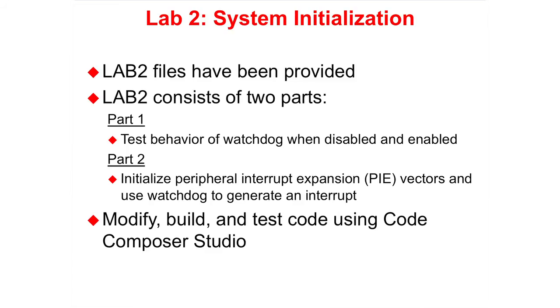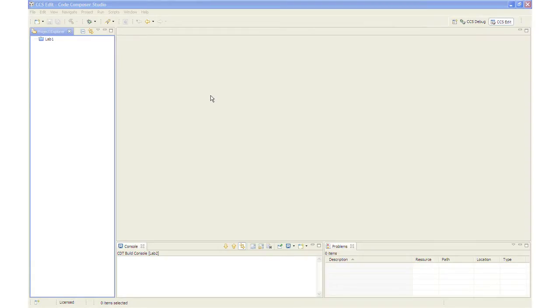This lab exercise consists of 2 parts. In the first part, we will test the behavior of the Watchdog when disabled and enabled. In the second part, we will initialize the peripheral interrupt expansion vectors and use the Watchdog to generate an interrupt. You can pause this presentation now and try this exercise on your own, or you can watch me do the lab exercise. A project named Lab 2 has been created for this lab exercise.